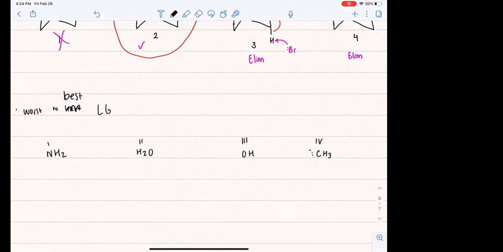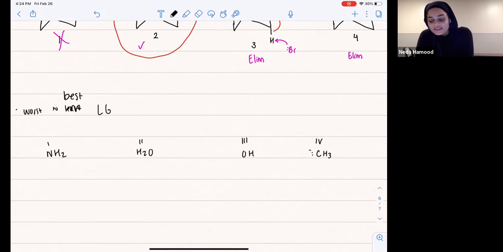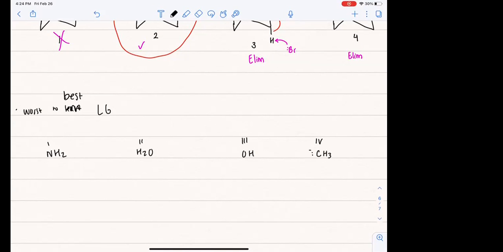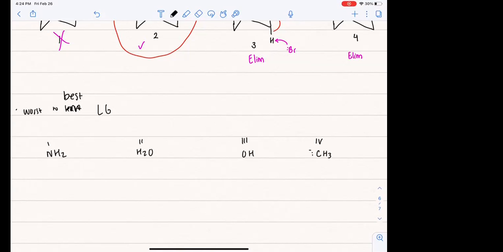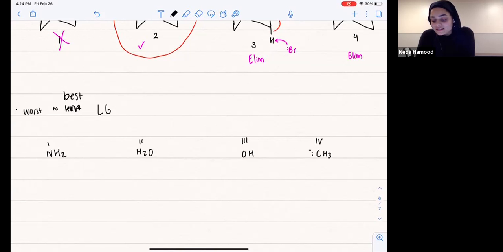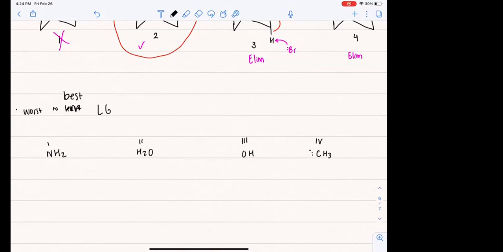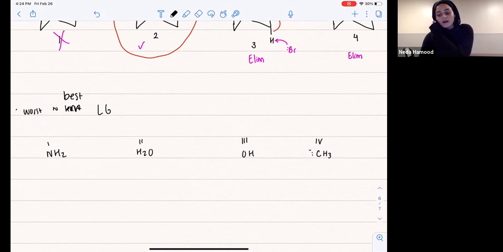Okay, so what do you guys think the new ranking is going to be? 4, 1, 3, 2. Yes, that is so beautiful. I'm so proud of you guys. It just took a little bit. The answer is 4, 1, 3, 2. Wait, is it because that C is so bad at having that negative charge? Let's go over why. So NH2, it's less electronegative.